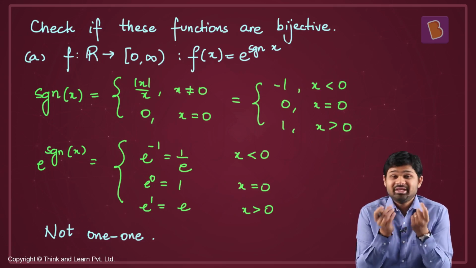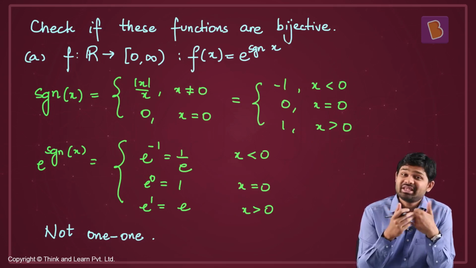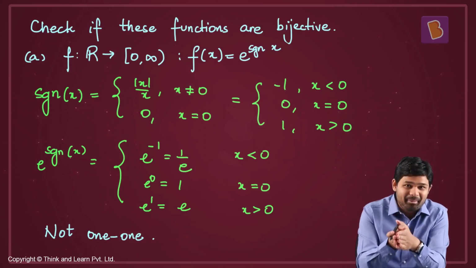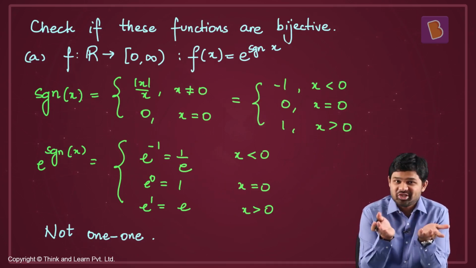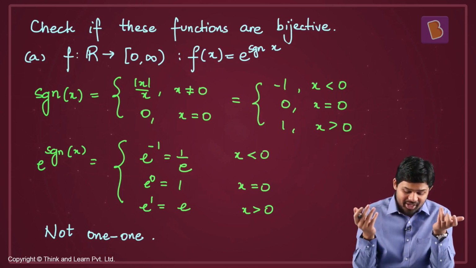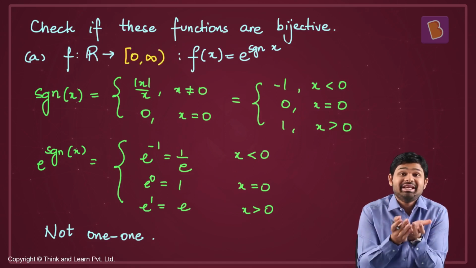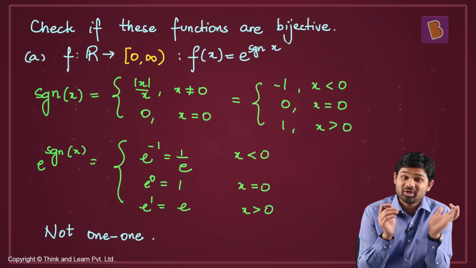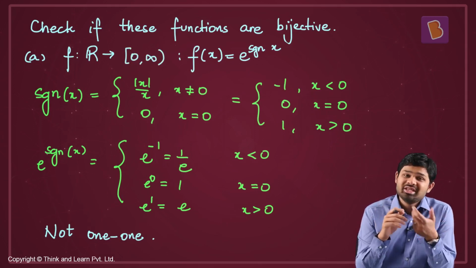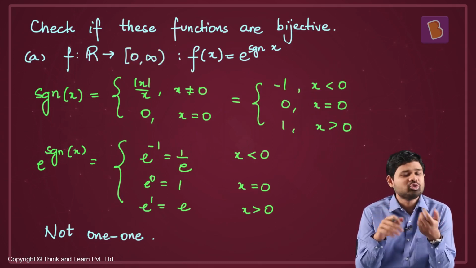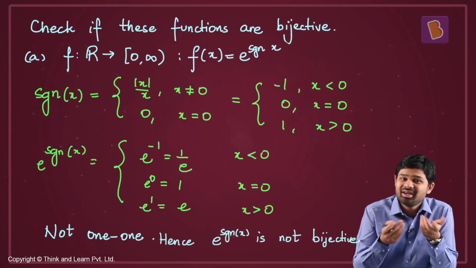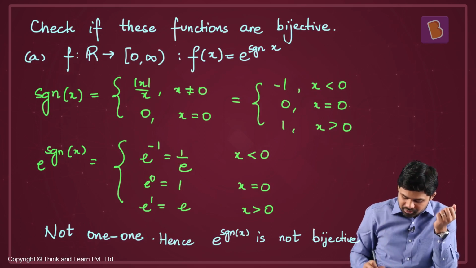What about when x is positive? When x is positive, the case is exactly the same. Each of the positive numbers will map to the same value, which is e. Clearly, this function is not a 1-1 function, and because its codomain is given as 0 to infinity, all the positive numbers, this function is not an onto function also. So this function is neither 1-1 nor onto. So clearly this function is not a bijective function. So option A is not a correct answer to this question.